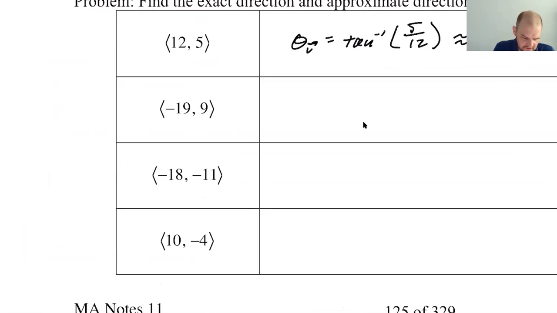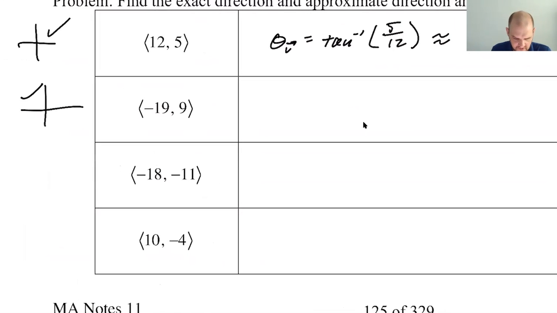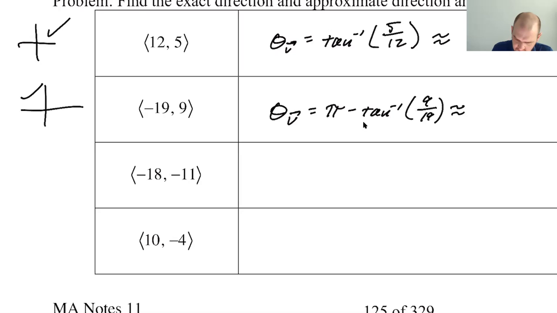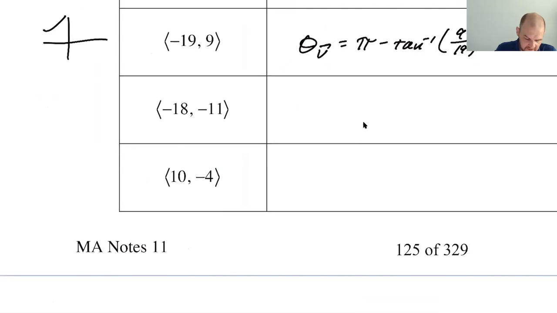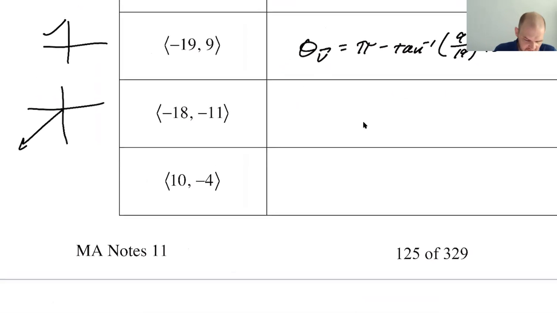So it's helpful to like sketch them. You don't really need to sketch them so much as know what quadrant they're in. So this will be pi minus tan inverse of 9/19, approximately something. So now here we run into an issue, kind of. So it's here, right? Maybe I should do a better job. It's here. So like I am inclined to say that this would have been, like, this is what I wanted to do.